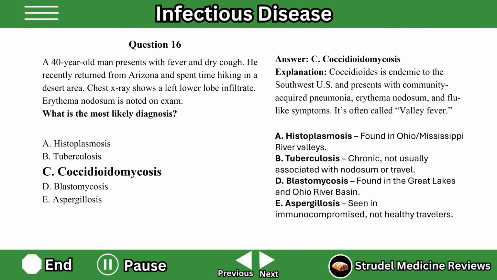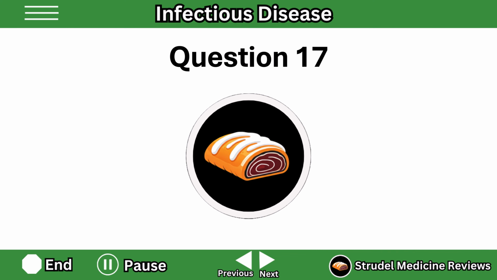Other incorrect answers that you want to be thinking about include A, histoplasmosis, which is typically found in the Ohio and Mississippi River valleys. B, tuberculosis typically presents with those B symptoms: weight loss, fever, cavitary lesions. D, blastomycosis is found in the Great Lakes and Ohio River Basin. And aspergillosis is seen in your immunocompromised patients or patients that had previously had cavitary lesions, like patients with TB or an abscess, not really in healthy travelers as much.